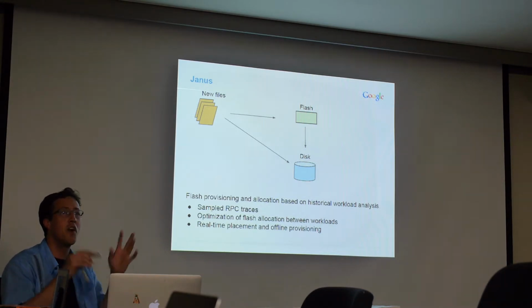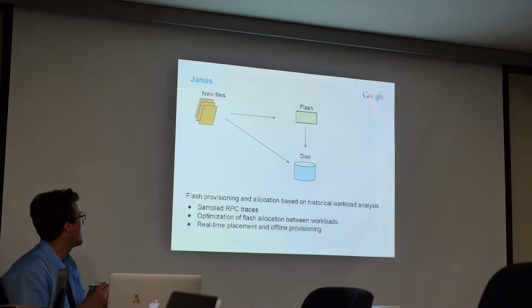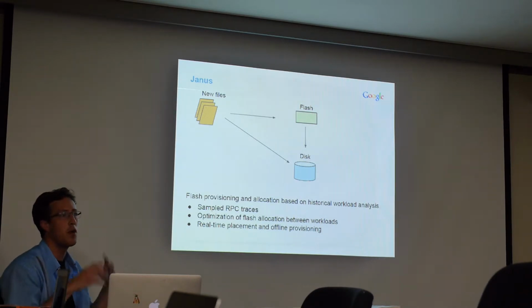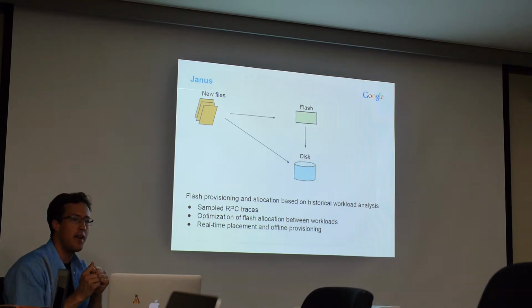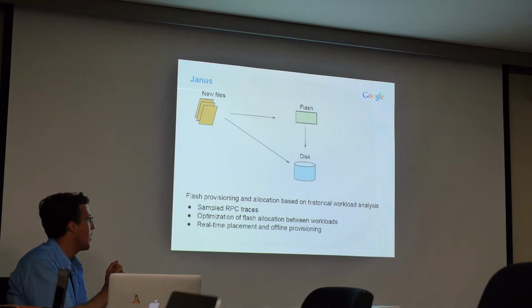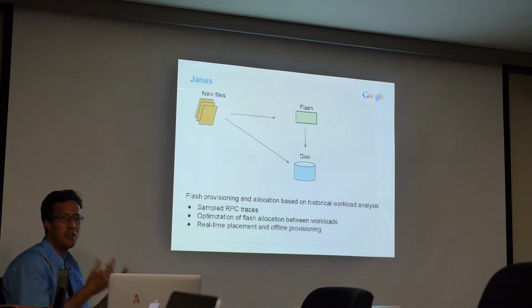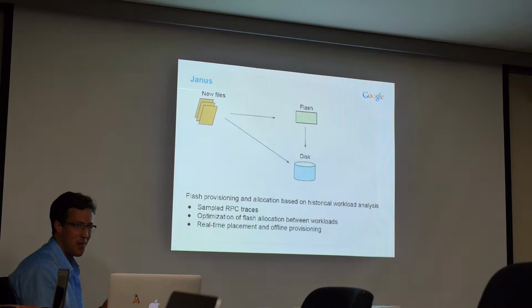So you have a single file system namespace, but maybe 10,000 servers. And so there's far too much data to analyze everything, but we can sample RPCs, the individual read and write RPCs, for example. And then we want to do the optimization of Flash allocation between those workloads so that we can say, okay, these files are being read very frequently after they're written, and these files in this directory over here are typically not read at all for the first month that they're around. So let's put those directly on disk drives. And then we want to use that historical analysis to inform real-time placement and offline provisioning.